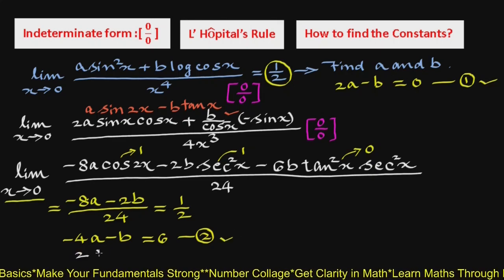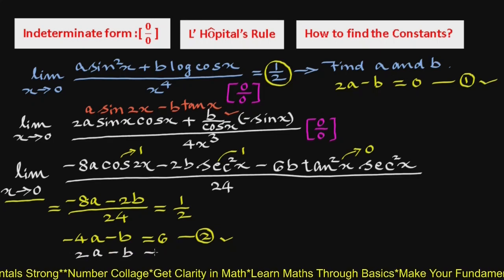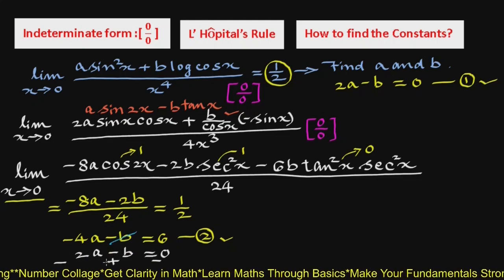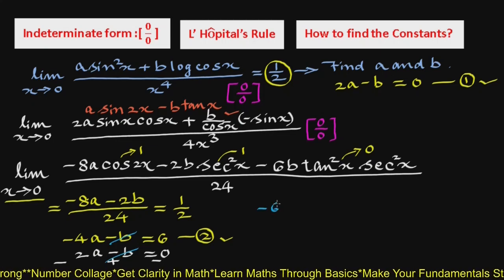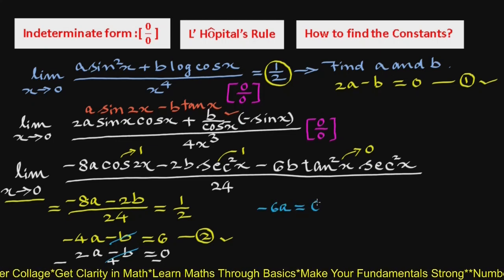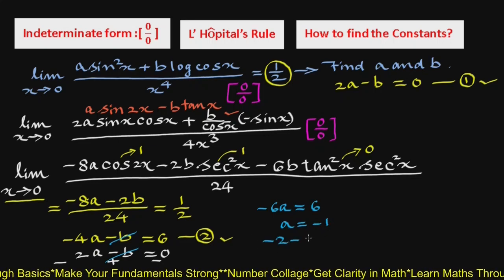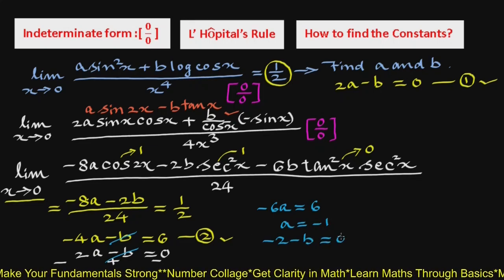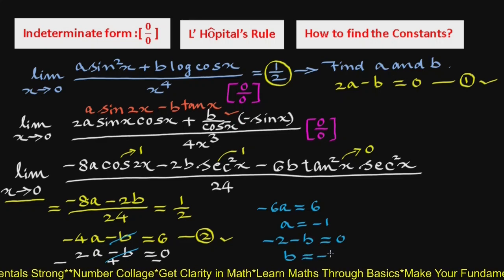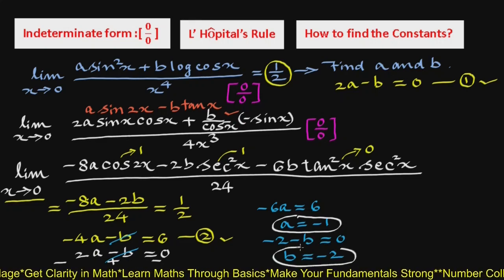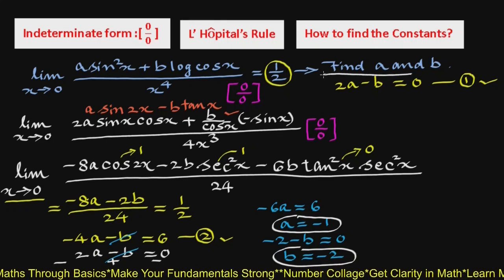Now we will solve equation 1 and equation 2 simultaneously. So writing 2a minus b equals 0 here and subtracting, minus b plus b is 0. So minus 6a equals 6, a equals minus 1, and minus 2 minus b equals 0. So b equals minus 2. So a equals minus 1 and b equals minus 2 are the values of a and b.